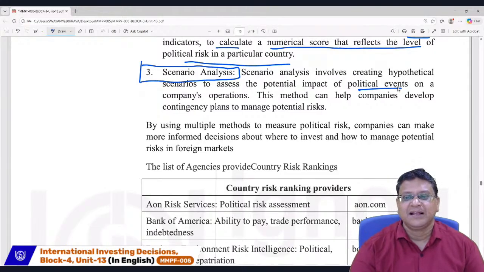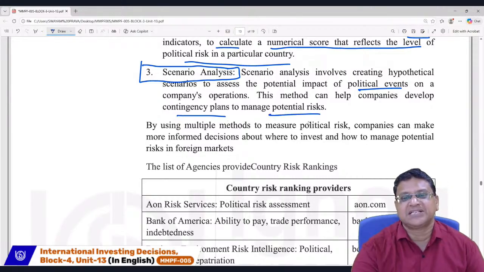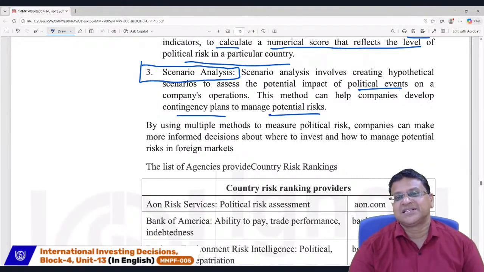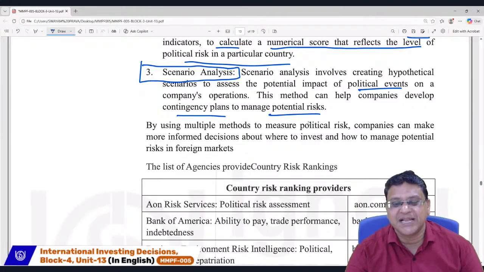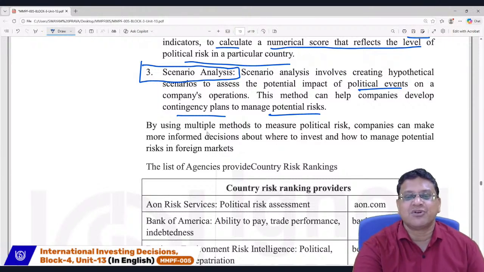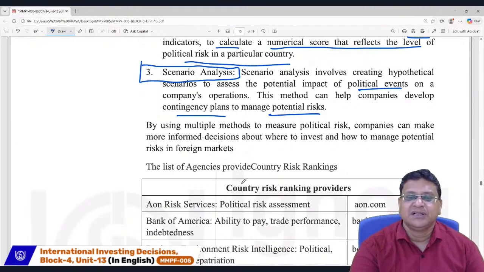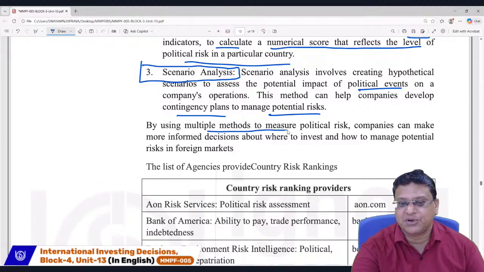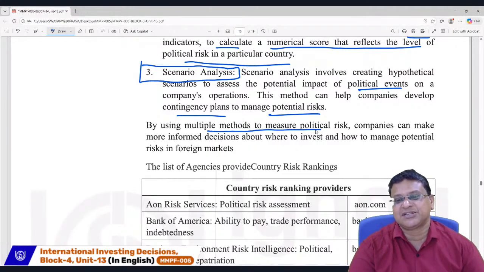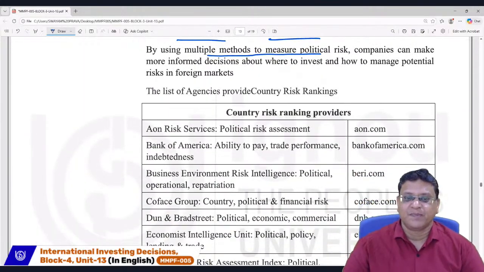And this can help you to develop contingency plans and manage political risk. Scenario analysis involves creating hypothetical scenarios, "what if", to assess the potential impact of political events on a country's operations. So by using these methods, or multiple methods, you can assess or measure the country risk and manage it.